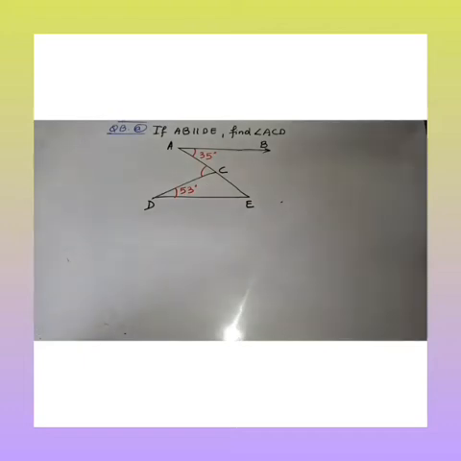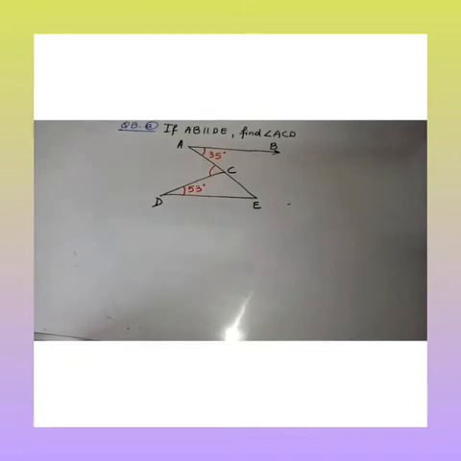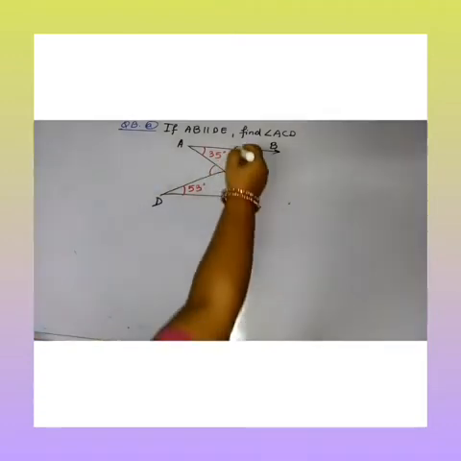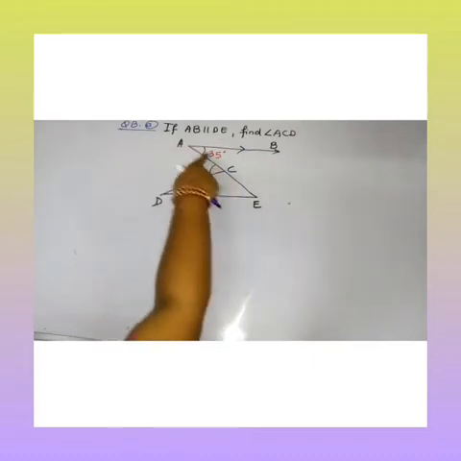So let's see question number, brain teaser, question number BA. The question is, if AB is parallel to DE, we have to find angle ACD. Now this is AB and this is DE. These two lines are parallel. We have to find this angle, that is ACD.